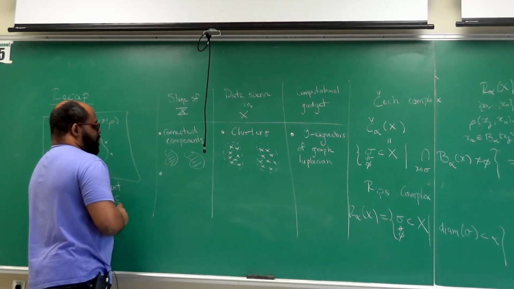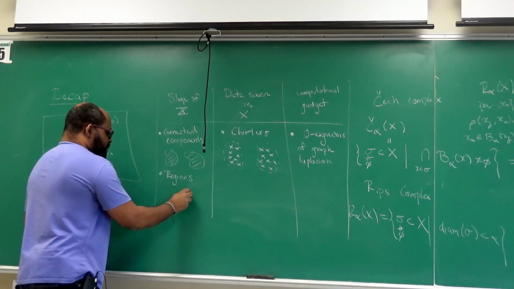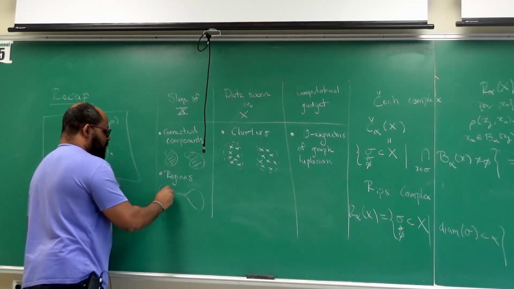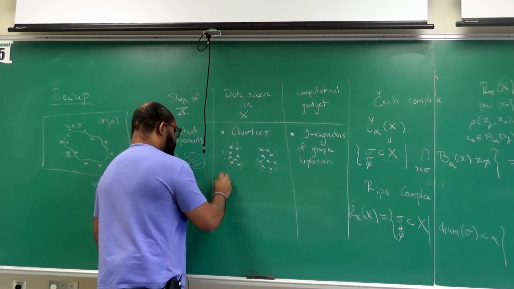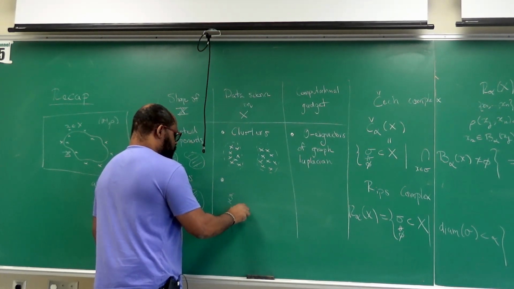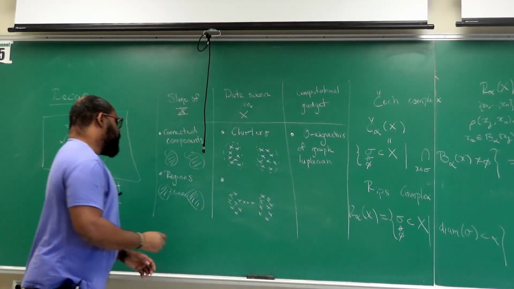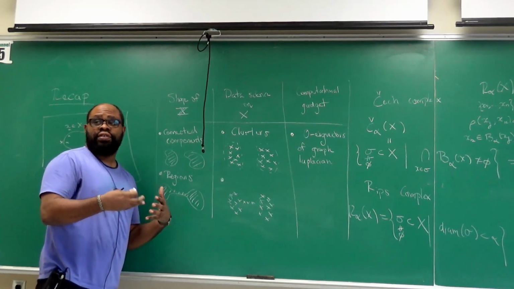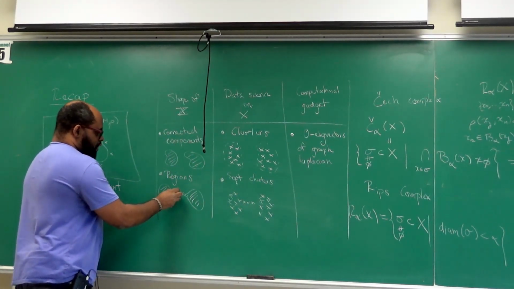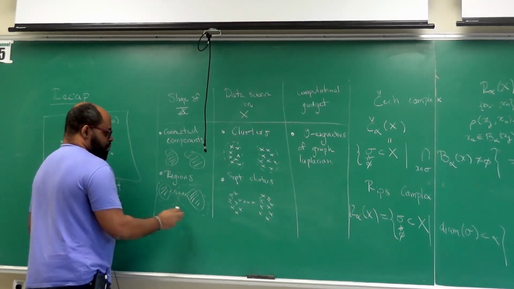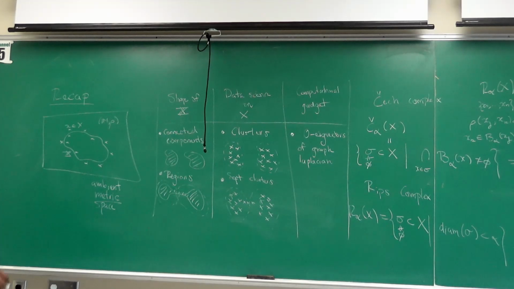The other idea of shape of the ground truth can be just regions. So maybe the data doesn't split into clusters, but it has well-defined regions connected via thin bridges. And perhaps the data also reflects this. Right? So here, instead of clusters, maybe we want soft clusters. So we have these two regions over here, and then you want to identify these soft clusters, so regions in the data which may be joined by thin bridges.